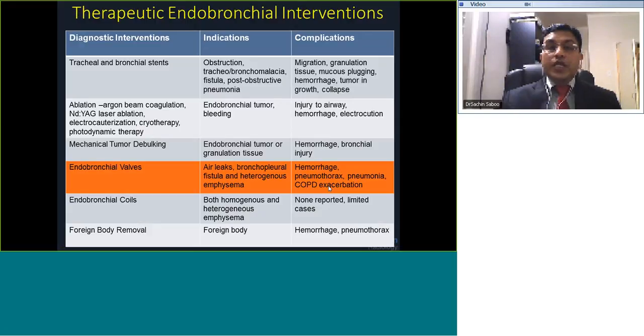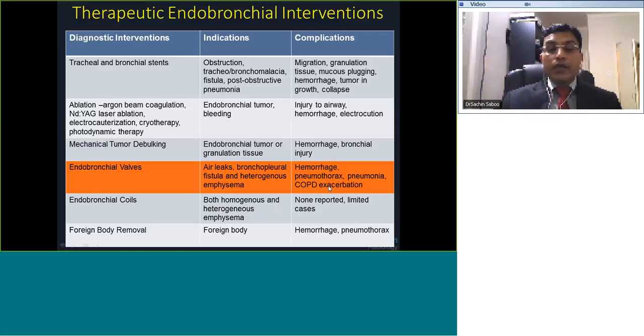Let's switch gears and turn to the therapeutic endobronchial interventions. There is a long list, but I tried to summarize it on this slide, and we'll bring up this slide on subsequent slides as well, just to highlight where we are.